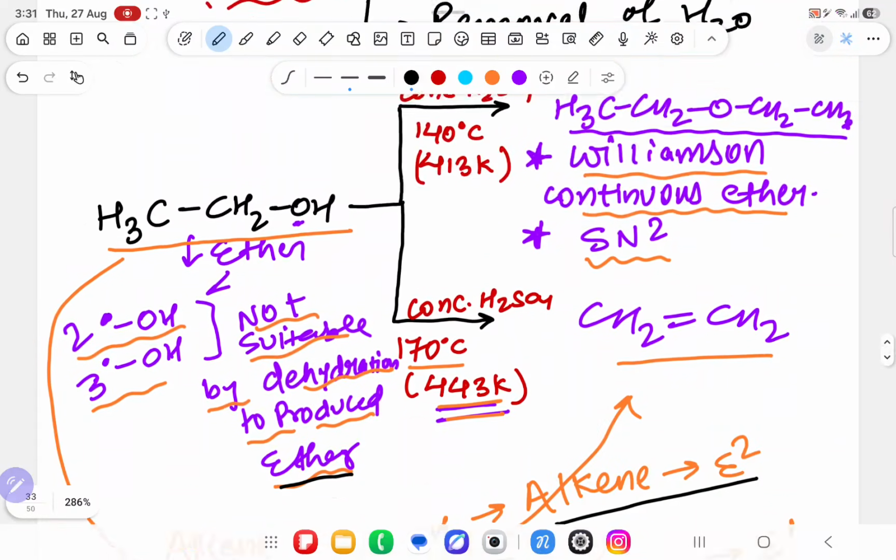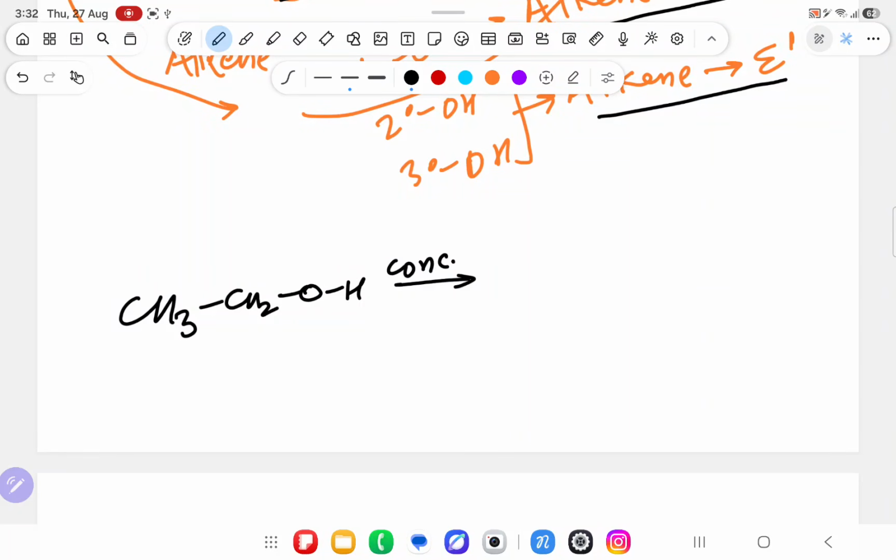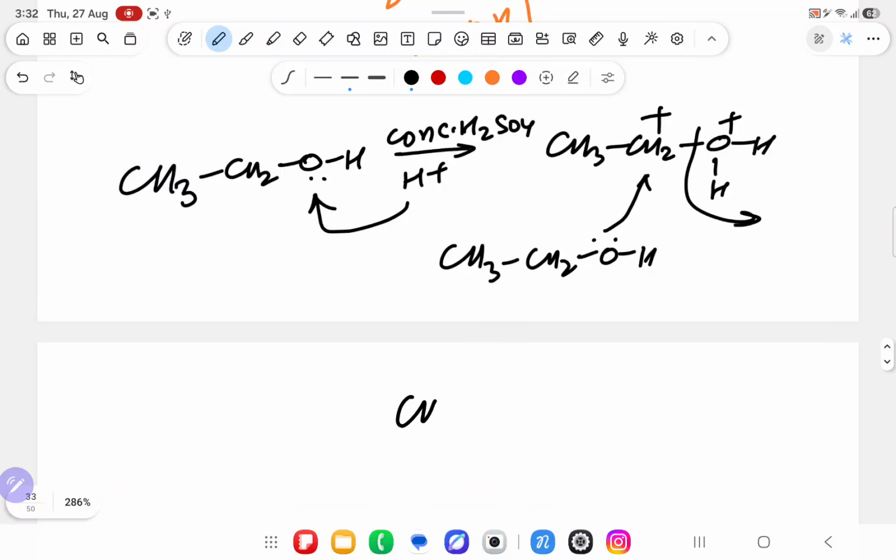Understood? Now, the ether mechanism, no need to see, but if you see what happened, CH3CH2OH. First you take concentrated H2SO4. It will give H plus. Lone pair, H plus will attack over here. You will get CH3CH2OH with H, it is plus. It will go outside. Plus will come. Another mole of CH3CH2OH will come, lone pair attacking over here.